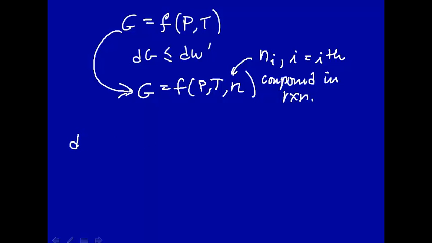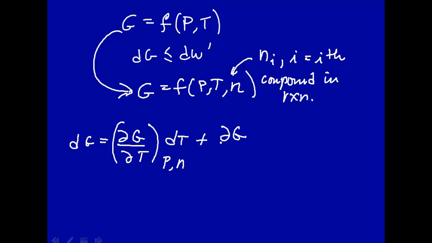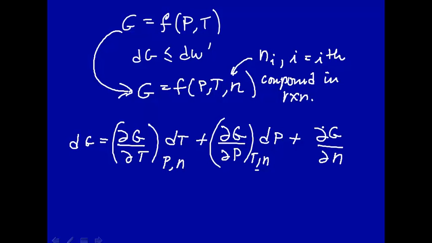Okay, well, let's see what we can do with this. dG now is how G changes with temperature, at constant pressure and number of moles, because we have three variables, times dT, plus how G changes with pressure, again at constant temperature and number of moles, times dP, plus that new third variable, how G changes with number of moles at constant temperature and pressure, times the change in number of moles.